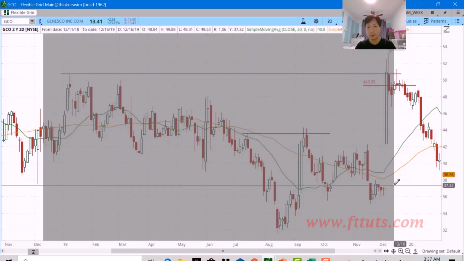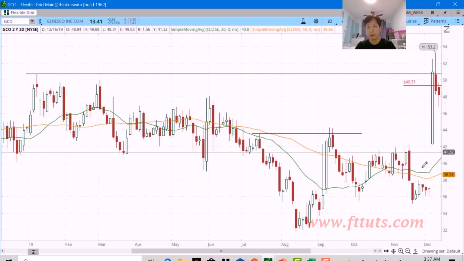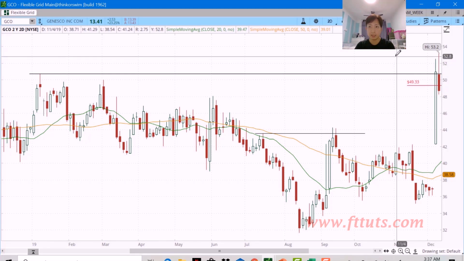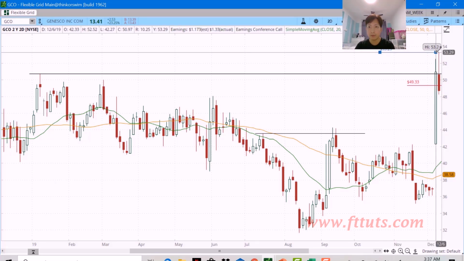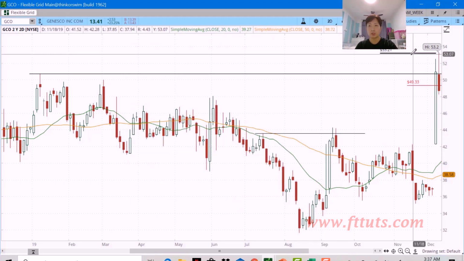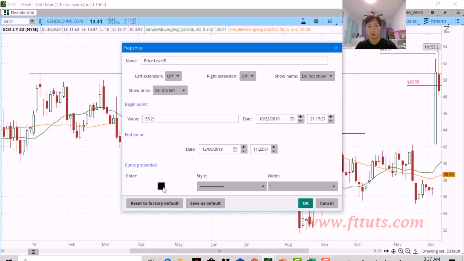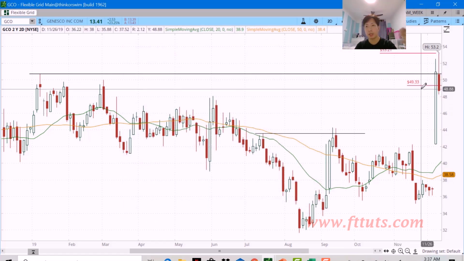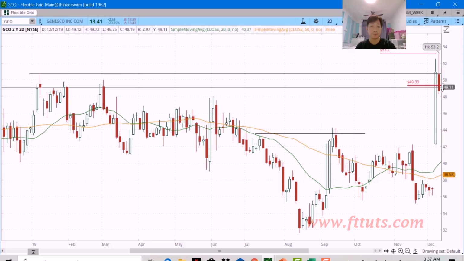Okay, let's say the price is like this, and you have no idea where it forms. Because of the false stop, you want to do a short trade. Let's say your stop loss is at 52.21, and you want to go short at 49.33.